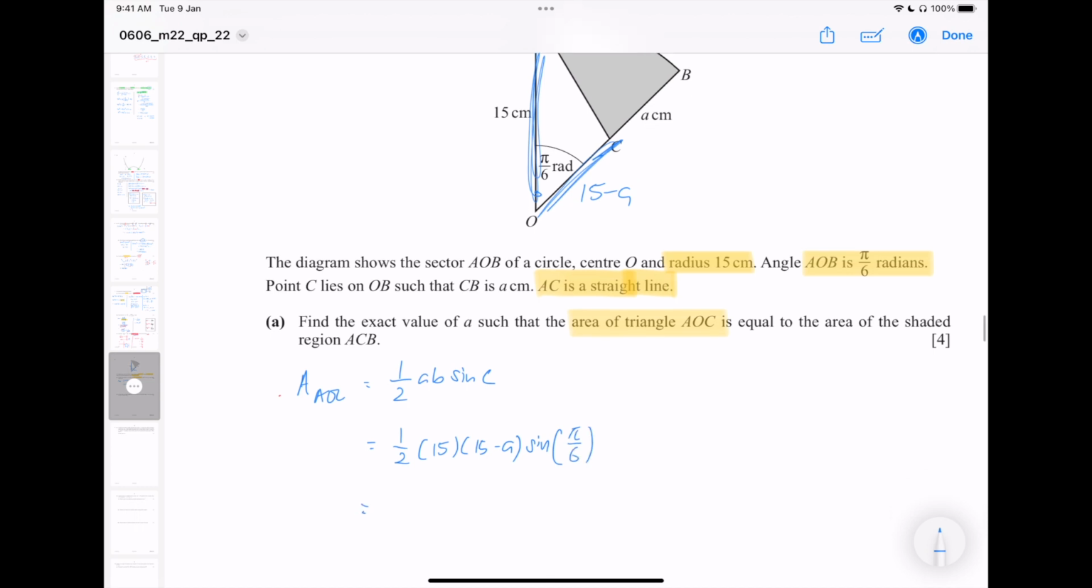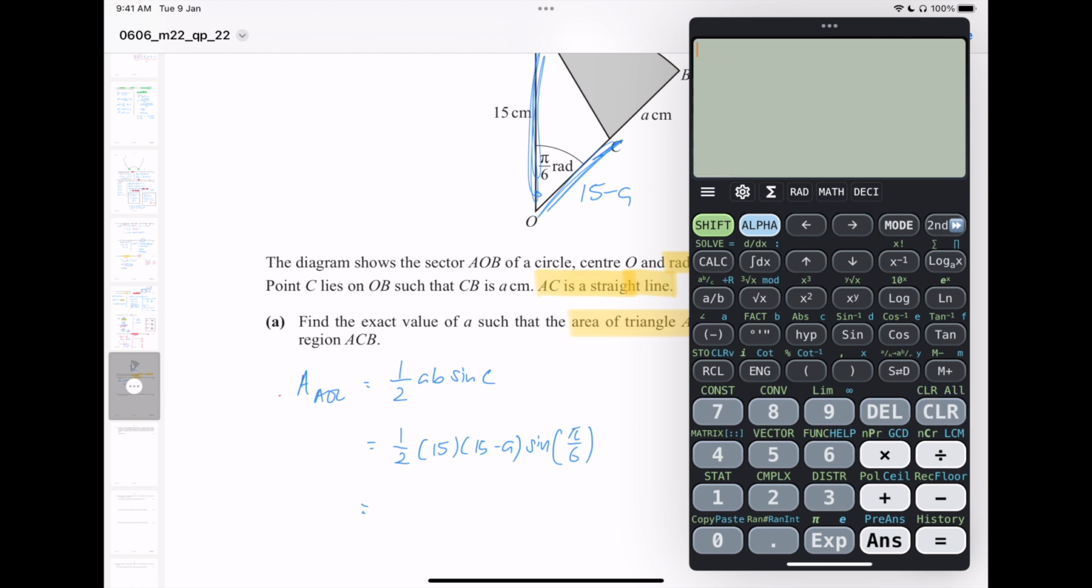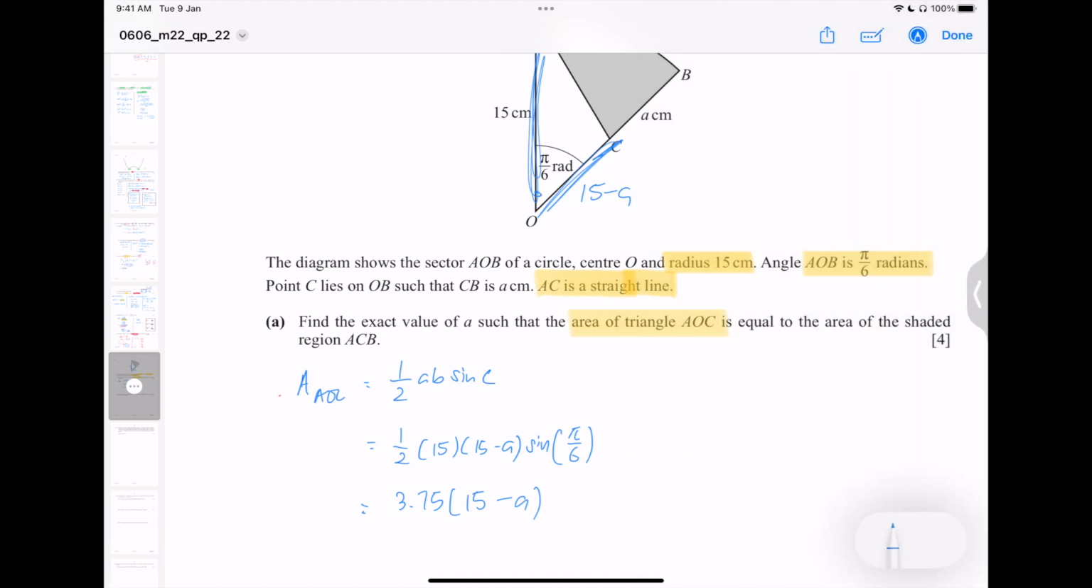Okay, let's see what we get. Again, I'm in radians. I haven't changed back to degrees. Sine of pi over 6 is 0.5, times 0.5 again times 15. You're going to get 3.75 times 15 minus A. I'm not going to expand the bracket because it's going to be a mess. So let's leave it like that for now.